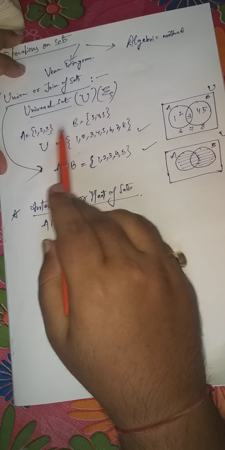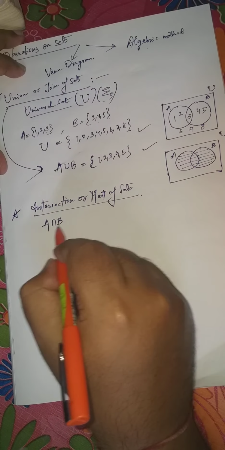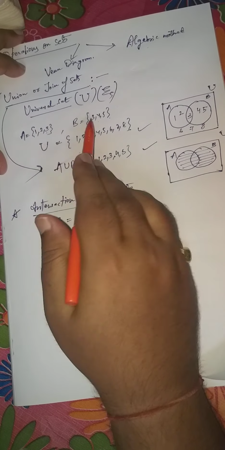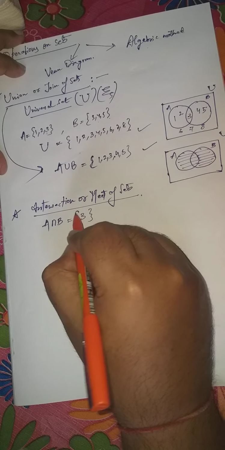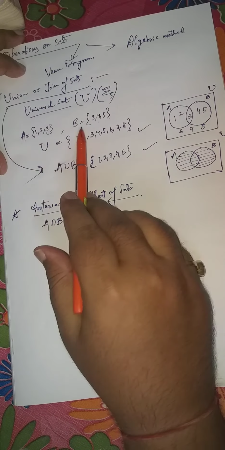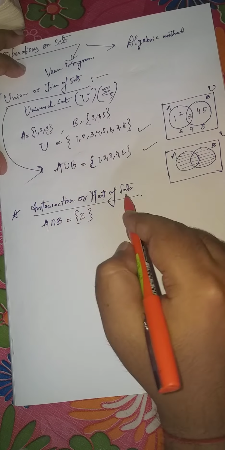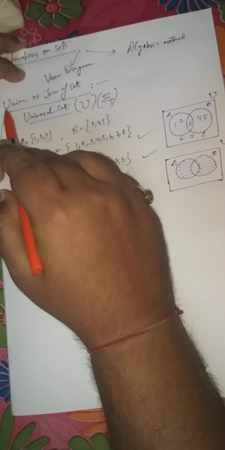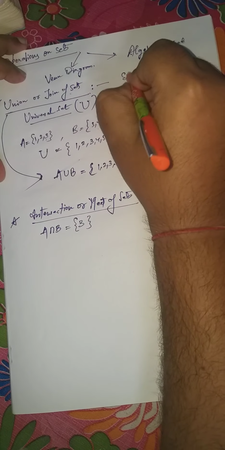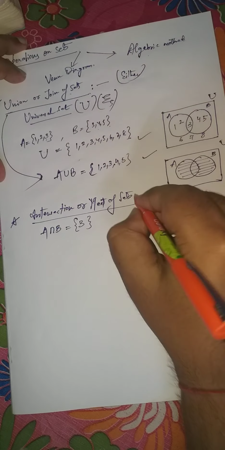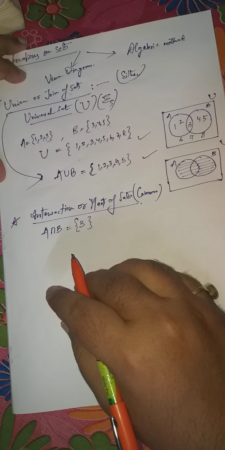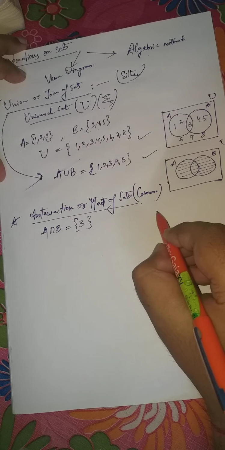See here, 3 is common to both A and B. So if I am writing A intersection B, which element is common to both the sets? 3. So you just have to write 3 like this. This is by algebraic means. You can directly write: A is given, B is given, A intersection B is what? Intersection means common, and union means either of the elements which are there in A or in B. This is the common elements present in both the sets A and B.